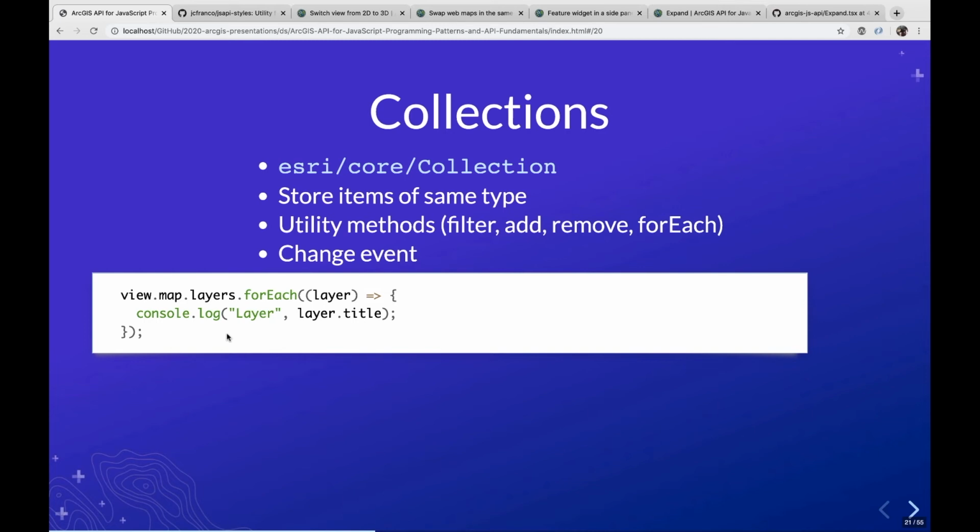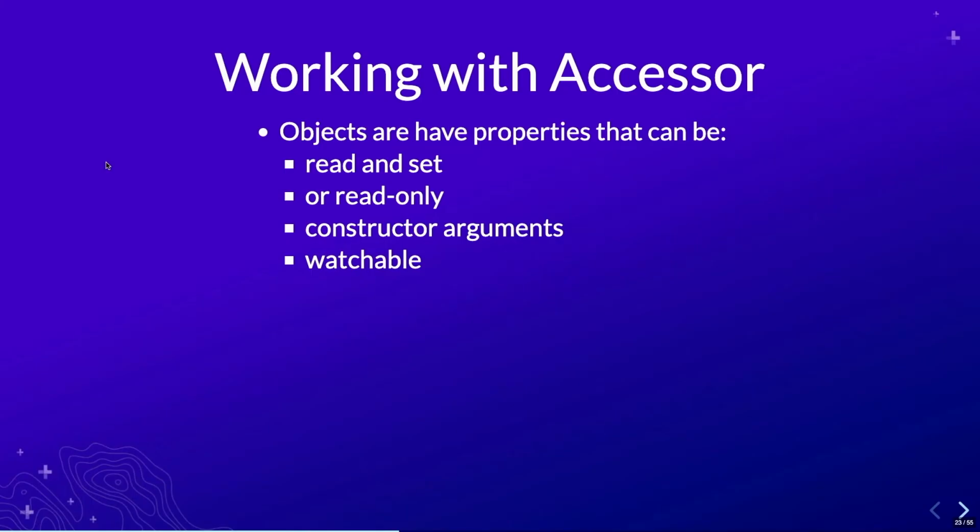So you can loop through all the operational layers in the map. You can add or remove layers in this collection using the add and remove methods available on the collection. So one potential gotcha when working with collections is that the properties with the type of collection can't be watched. So if we want to know when the map layer's property changes, so when a layer is added or when a layer is removed, we need to register an event handler, the change event handler, to be notified.